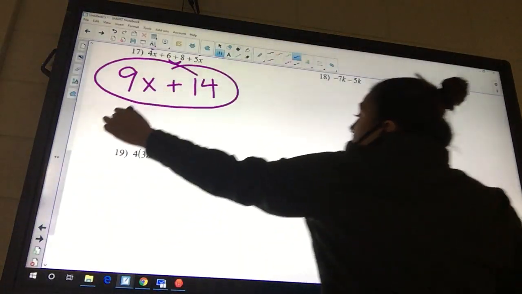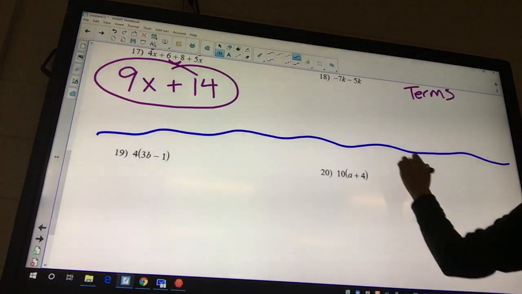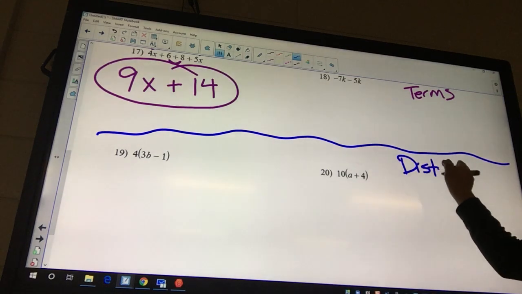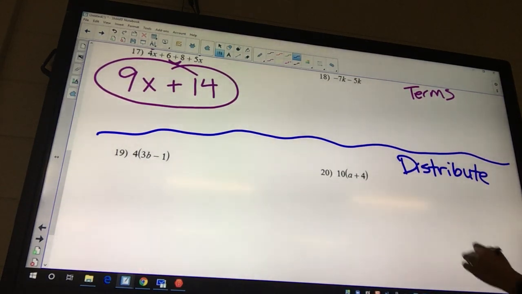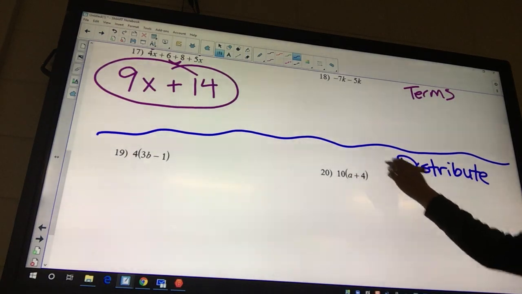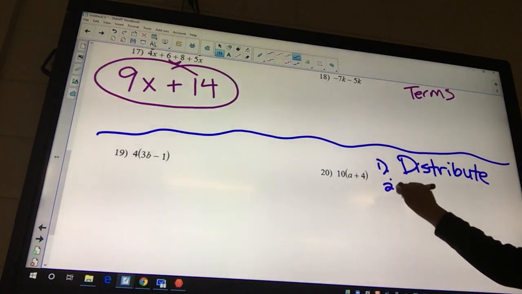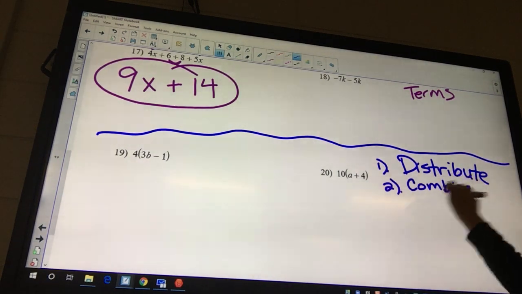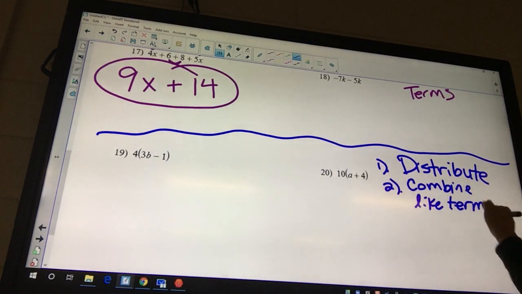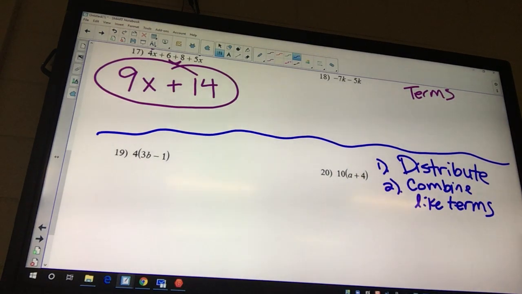Yeah, it's distributing, okay? So these are all going to be distribute. Remember, you need to take good notes on at least one of these. You can use them on your test, okay? Step one would always be distribute, and then step two would be combine like terms. Okay? Those are always going to be your steps. You're always going to distribute and combine like terms.